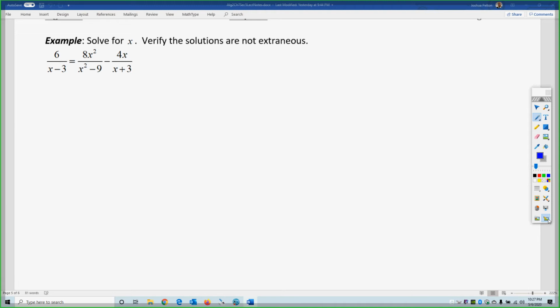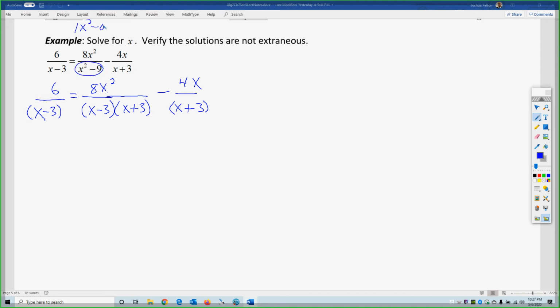So, first step is to make sure you factor completely. So x minus 3 is factored completely. 8x squared, the x squared minus 9 is not factored completely. That is x minus 3 and x plus 3, minus 4 over x plus 3. Because remember, this is really 1x squared plus 0x minus 9. So the factors of negative 9 are positive 3 and negative 3. That give me that 0 middle term.